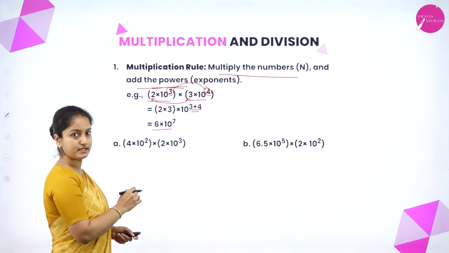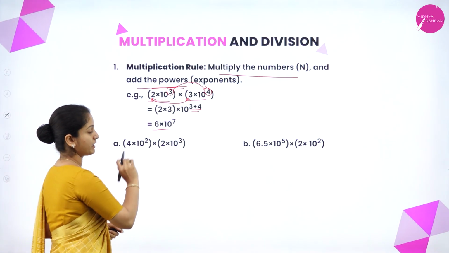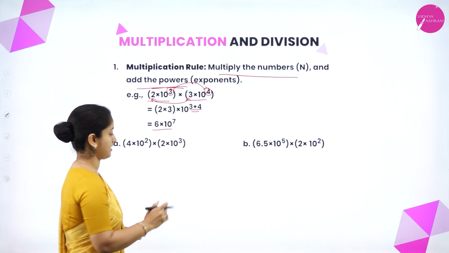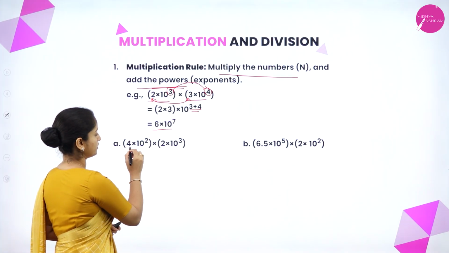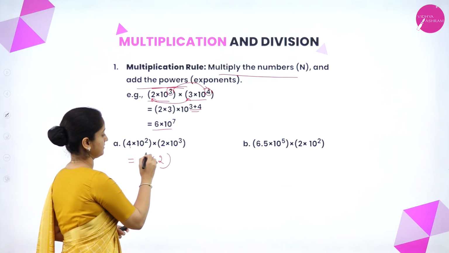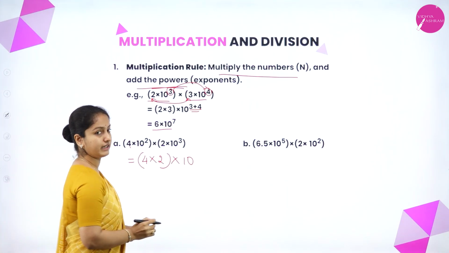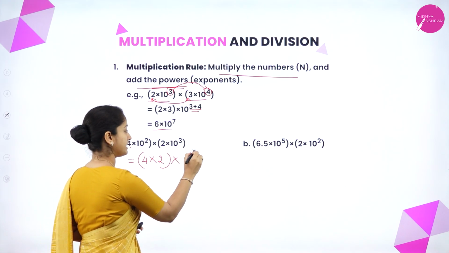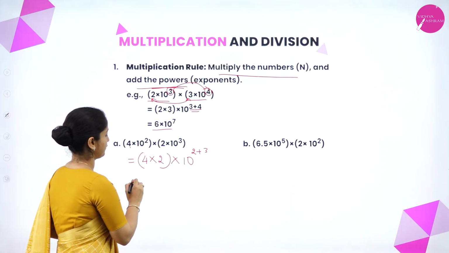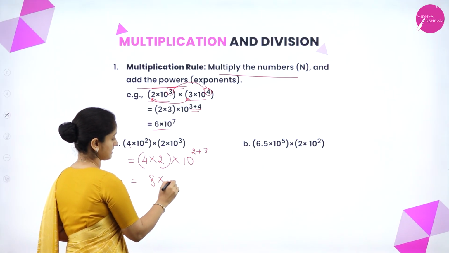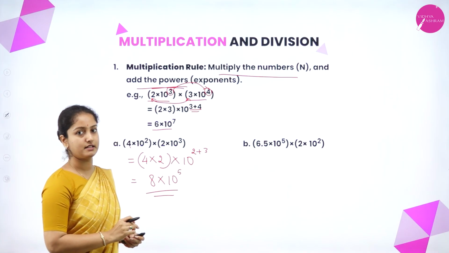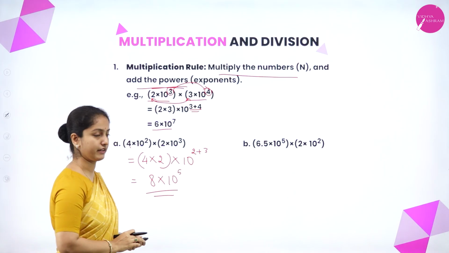So we'll try the next question. Here 4 into 10 power 2 should be multiplied with 2 into 10 power 3. How do we do it? First multiply the numbers, that is 4 into 2. Then add the exponents. Keep the base same but add the exponents, that is 2 plus 3. Now 4 2s are 8, that is into 10 power 5. You got the answer, 8 into 10 power 5.